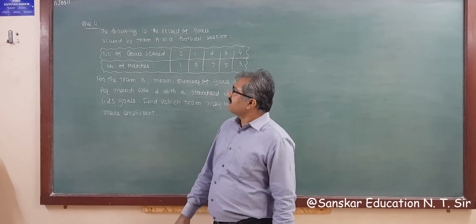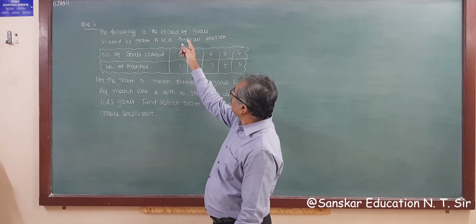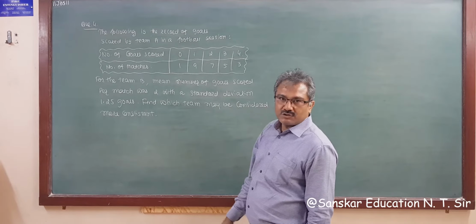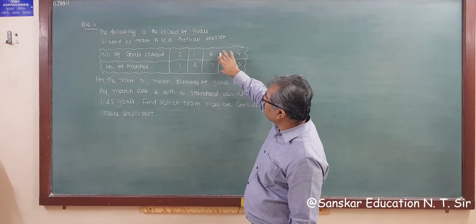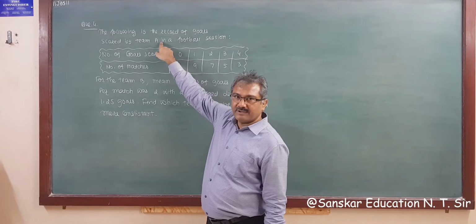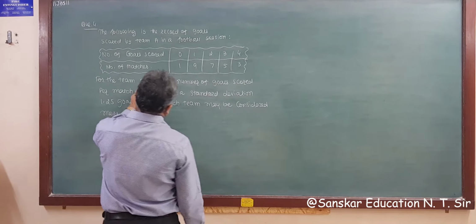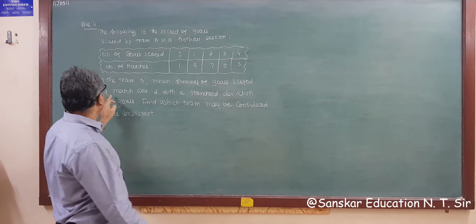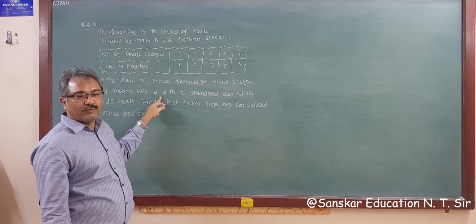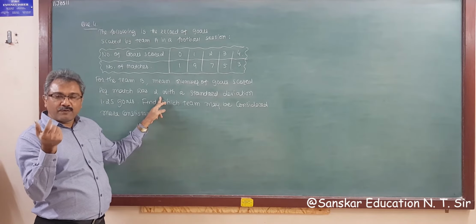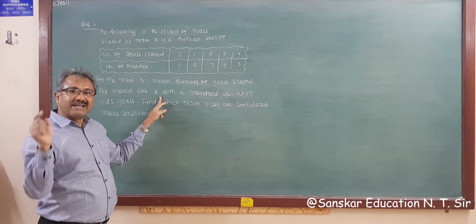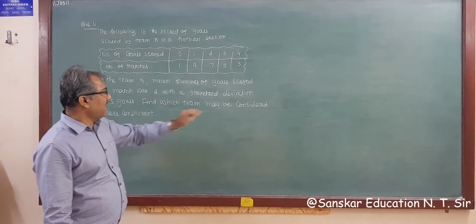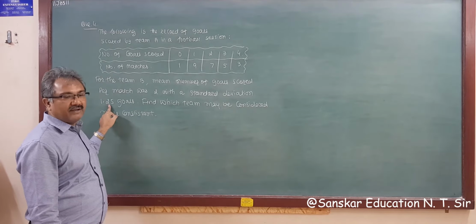Okay. Question number 4. The following is the record of goals scored by team A in a football session. So this is the given data for football team A. And for team B, the mean number of goals scored per match was 2. That is for team B, mean is 2 and standard deviation is 1.25 goals.